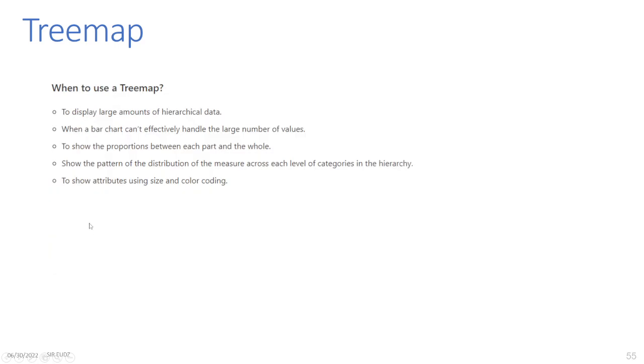When to use a Treemap? To display a large amount of hierarchical data, we can use a Treemap. When a bar chart cannot effectively handle the large number of values, we use a Treemap to show the proportions between each part and the whole, show the pattern of the distribution of the measure across each level of categories in the hierarchy, and to show attributes using size and color coding.